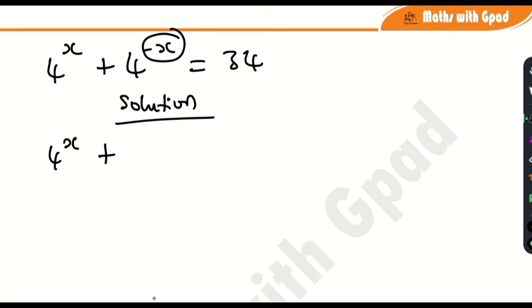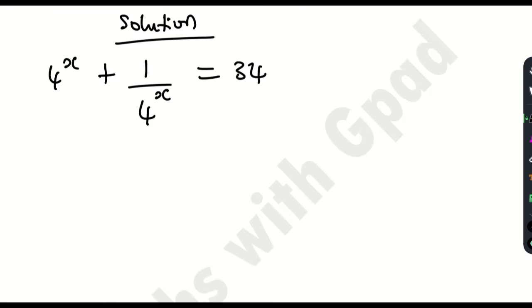From one of the laws of indices, if you have, say, a raised to the power negative b, this can be written as 1 over a raised to the power b. So this is what we have when we have a negative index. That negative sign will take the reciprocal of the number. So this 4 raised to the power negative x can be written as 1 over 4 raised to the power x. And this is equal to what? 34.